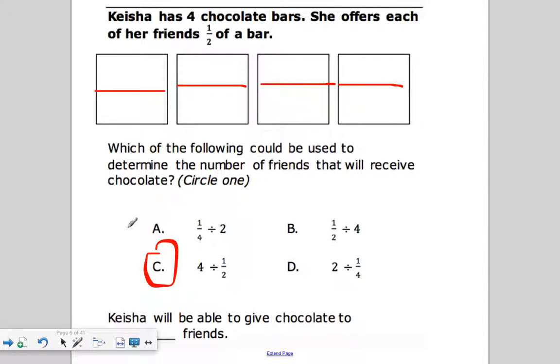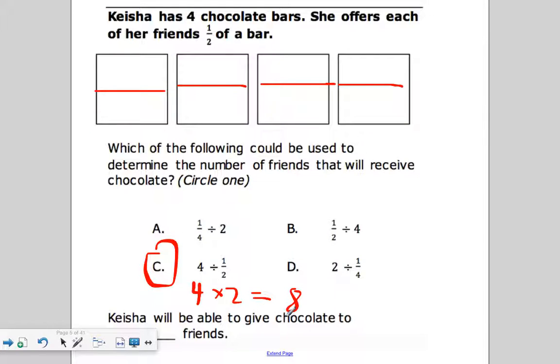So Keisha will be able to give chocolate to how many friends? How many chocolate bars do you see? 4 of them. And how many halves are there in each bar? 2 of them. So 4 times 2 equals 8. So I rewrote this division as equivalent to this multiplication expression. 4 divided by half is the same as saying 4 times 2 is 8.